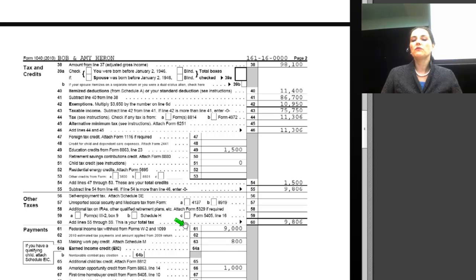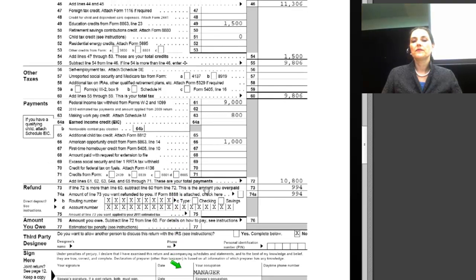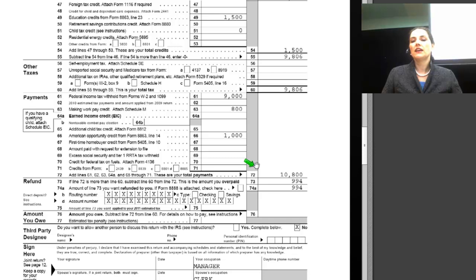Now it's time to look at their withholdings. The W-2s had $9,000 of withholdings showing in box 2. And we enter that amount of withholding on line 61. They are eligible for an $800 Making Work Pay credit. We entered that on line 63. And the refundable portion of the American Opportunity Credit is entered on line 66. Total credits are $10,800. That is more than their tax bill shown on line 60. They end up with a refund of $994.